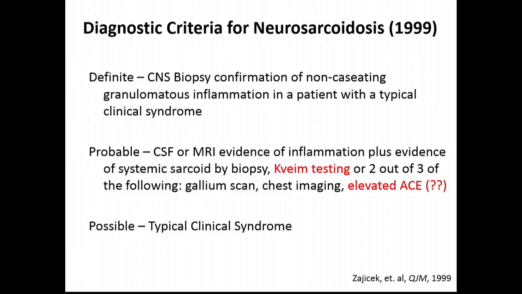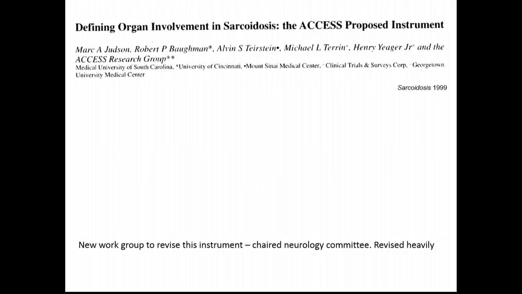And then possible would be a typical clinical syndrome. And when you read the literature, it's important to separate biopsy-proven cases from not, because we've all had patients where it was some inflammatory something and seems to respond to steroids, but we don't really know what it is. And I don't think we should call that sarcoid. I think we need to reserve sarcoid for this pathology.